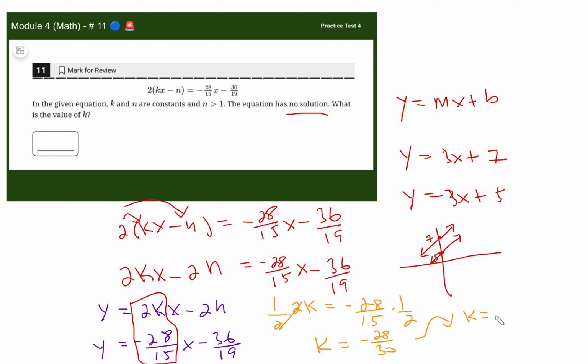I can reduce that. K equals, just divide top and bottom by 2. So just chop them in half, negative 14 over 15. And that's the answer, negative 14 over 15.